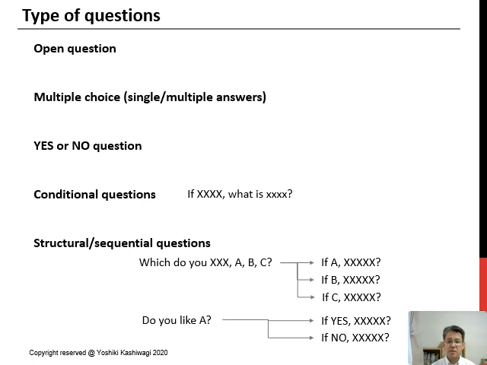And the last one is really easy. Do you like A? Then the question is something. If yes, the question is something. If no, the question is something. So this is the kind of conditional questions, or you can say structural or sequential questions. So you can choose any types of question, but they have to fit your goal.